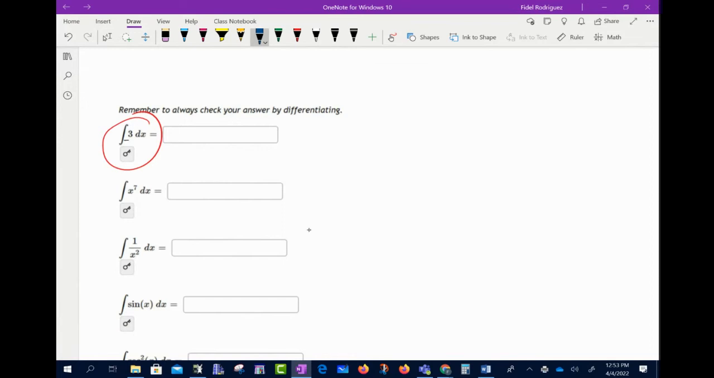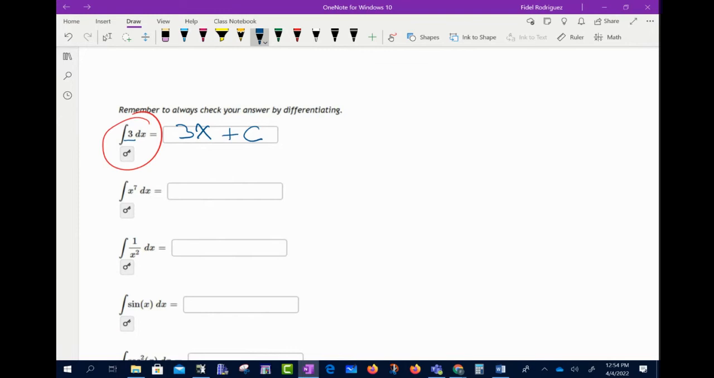So let me ask you a question. What did we have to take the derivative of so that when we took the derivative, we ended up with just the number 3? 3x, very good. One thing I'm not going to forget is my constant of integration, because it could have been 3x plus 1, it could have been 3x minus pi over 7, or a bunch of other ones. So we're always going to have that plus C at the end, okay?